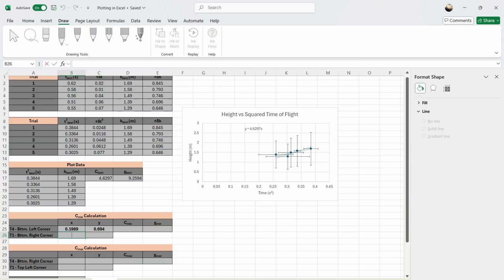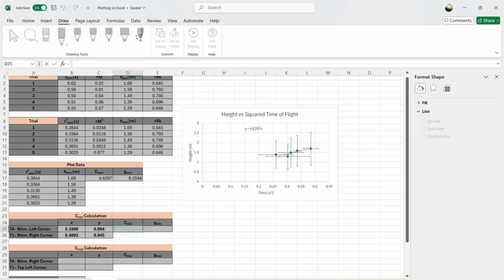Now for trial 1, we want to go to the bottom right corner. Because we're going to the right, we need to add. So for trial 1, we go to the t squared value, and we add the uncertainty. And because we're still going down to the bottom, we're going to go to the y value for trial 1 here, and we're going to subtract the uncertainty. All right, so that gives us our y2, y1, and x2 and x1.